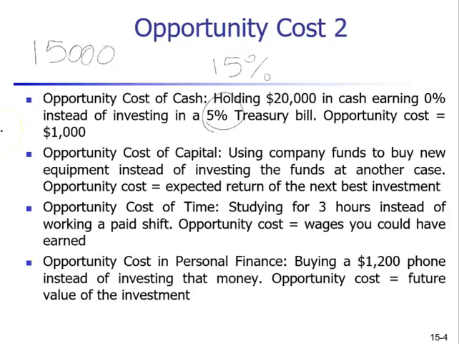Okay, let's go for another example. Opportunity cost of capital: using company funds to buy new equipment instead of investing the funds in another case. So when it says investing the funds in another case, of course the opportunity cost would be the returns you receive on this investment, but you decide to go and buy new equipment, or you decide to go and buy new furniture.